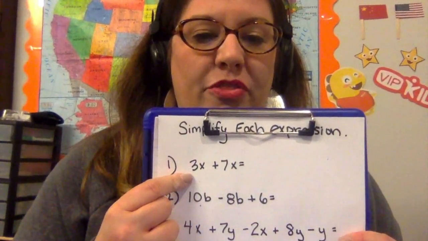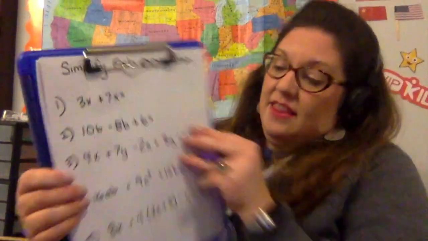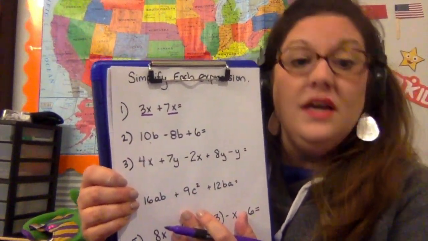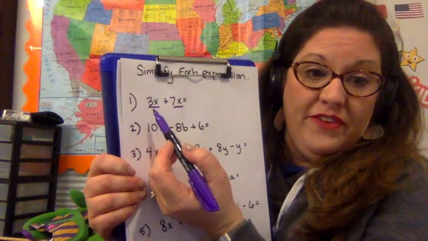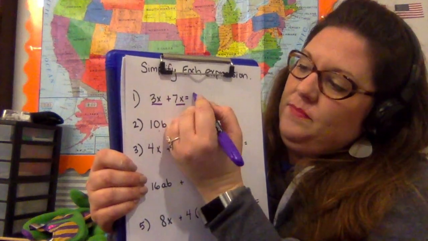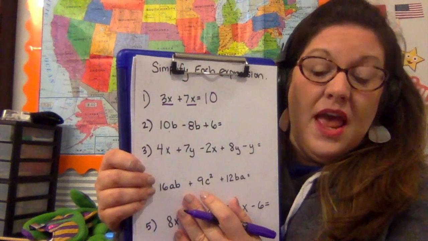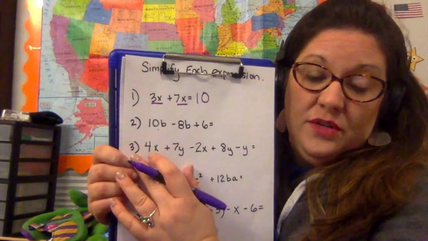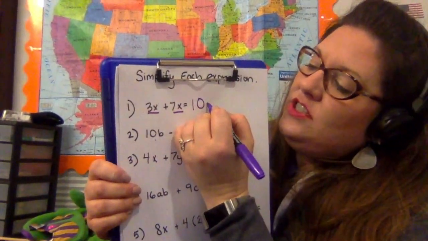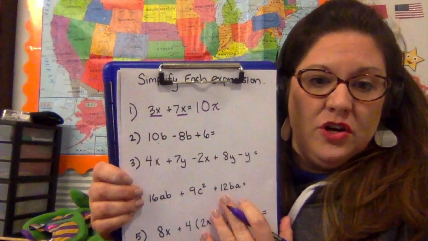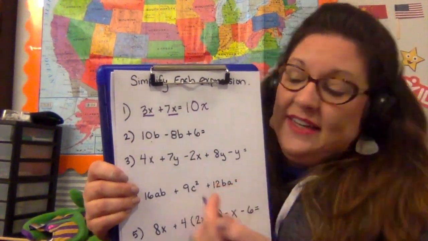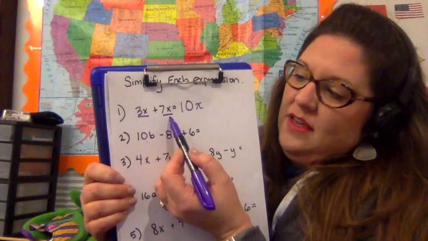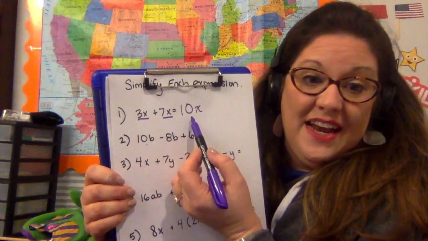In problem 1, we have 3x plus 7x. These have the same variable x and the same exponent, which is assumed to be 1. So that means we can combine the coefficients. 3 plus 7 equals 10. And when we're combining like terms, something important to note is that we do not change the variable. We do not change the power. We keep that like term x. Sometimes I like to say we're going to keep the same last name. Okay, so 3x added to 7x gives us 10x.